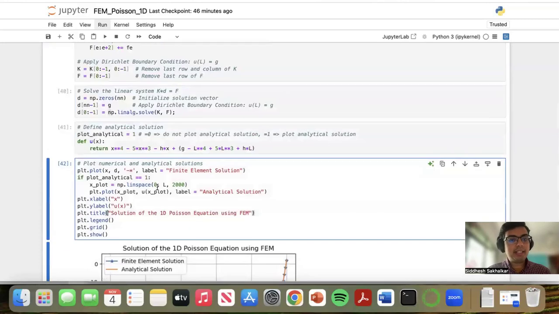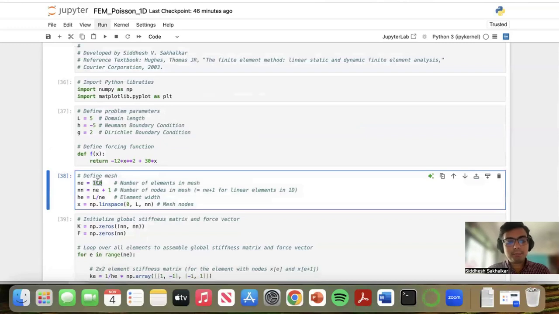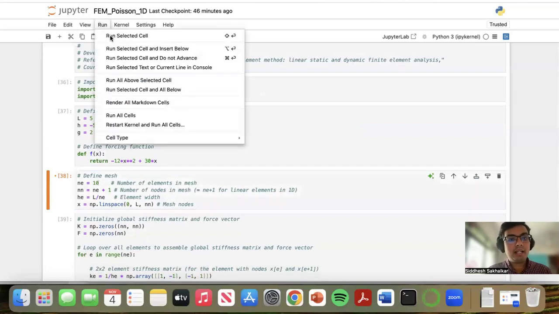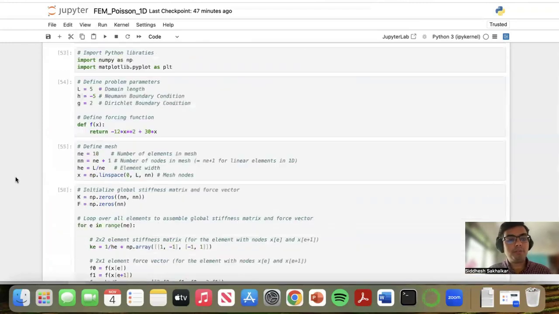One interesting demonstration that we can go through is to see what happens as we change the number of elements in the mesh. Let's start with a very small number of elements, say 10, and run all the cells. You can see that with 10 elements, the FEM solution is not matching that well with the analytical solution. The trend is correct, but the values, particularly at 0, are not matching. It's interesting that at x equal to 5, the end of the domain, it matches exactly. That's because we have the Dirichlet boundary condition there, so we are forcing the FEM solution to match the true solution here. But as you move away from the Dirichlet boundary condition, you see more and more deviation since we have very few elements.